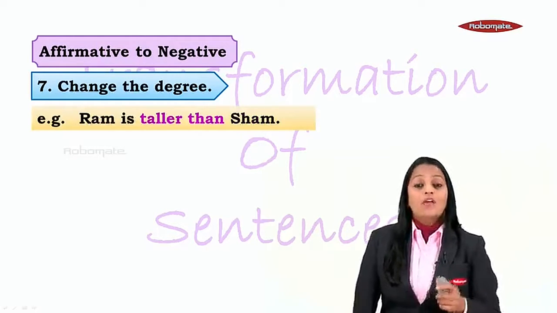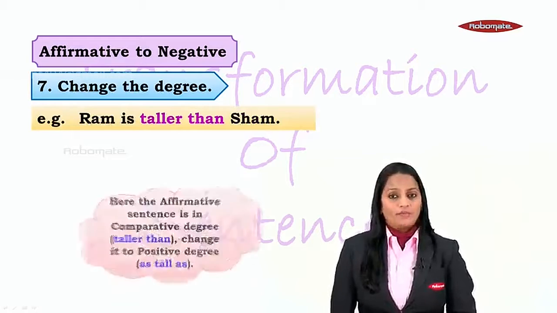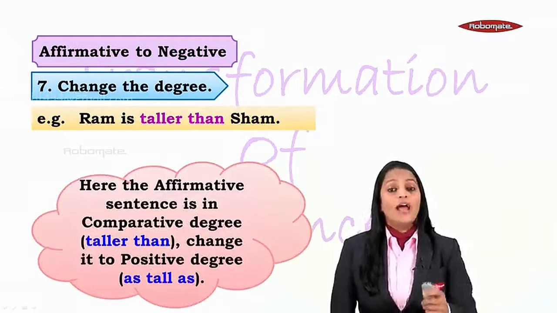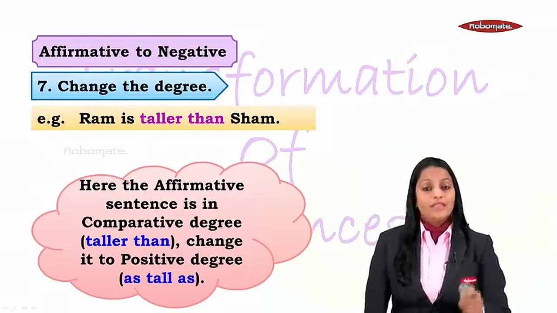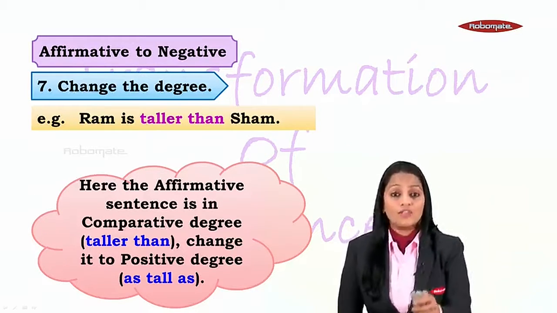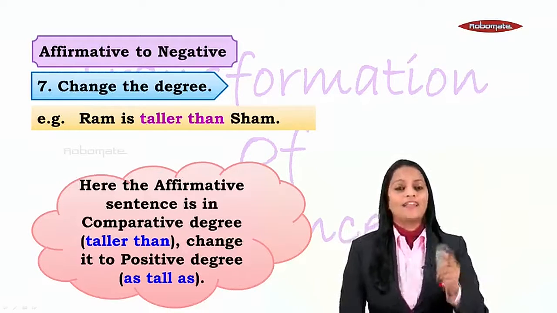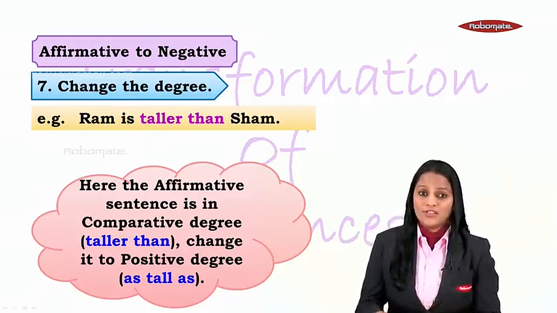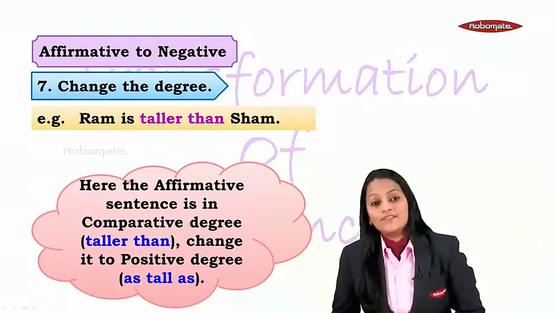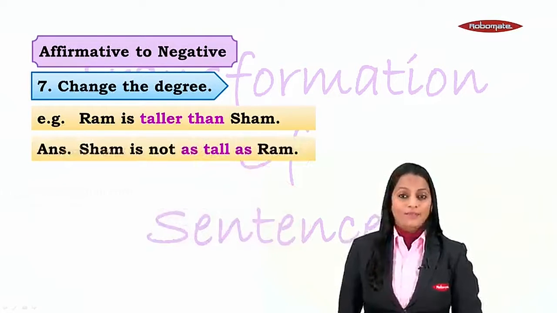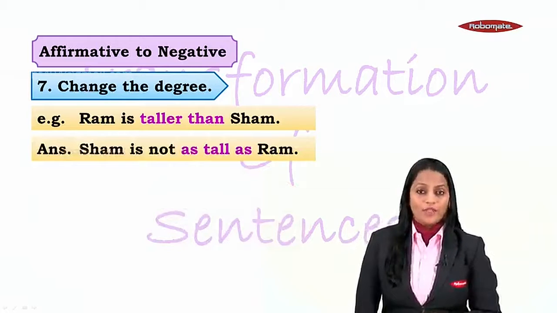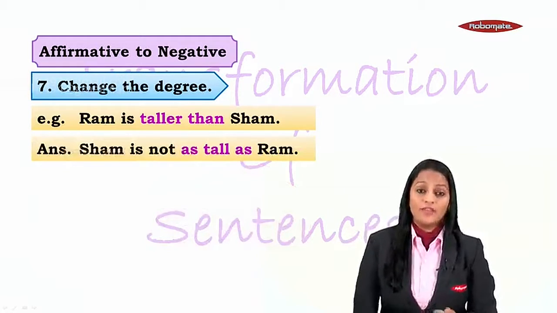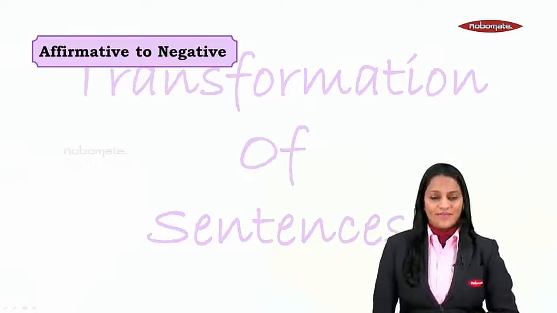So look at this. Ram is taller than Shyam. Now, what have we done here? We have used a comparative degree, taller than. Now we will change it to positive, as tall as. Of course, adding a negative so that the meaning doesn't change and it becomes a negative sentence at the same time. So, Shyam is not as tall as Ram. Okay, here we have made it negative by using change of degree.